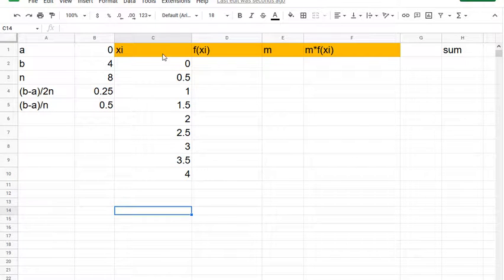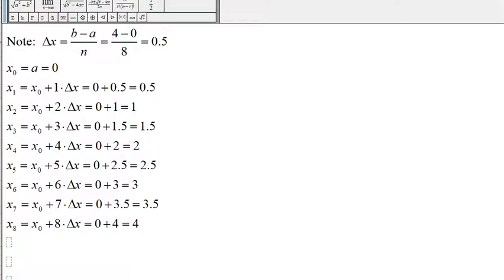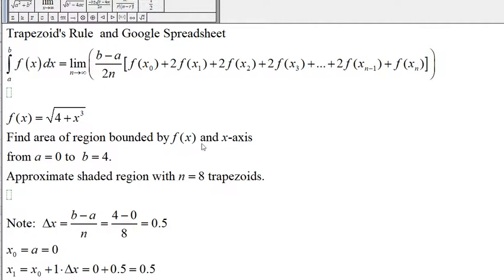And so the first way, we could add an additional column where we would have 0, 1, 2, 3, 4, 5, 6, 7, up to 8. And then each time we would multiply, and that will make it faster. And so this is x sub i. And then next we need f of x sub i. And so f is the square root of 4 plus x sub i to the third.